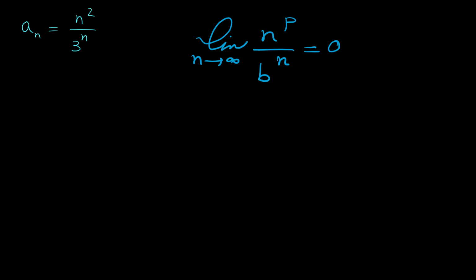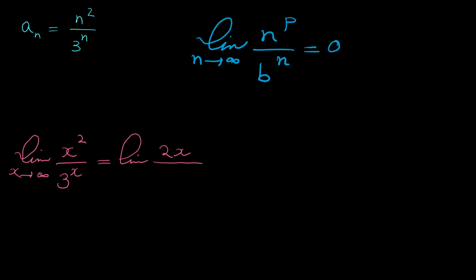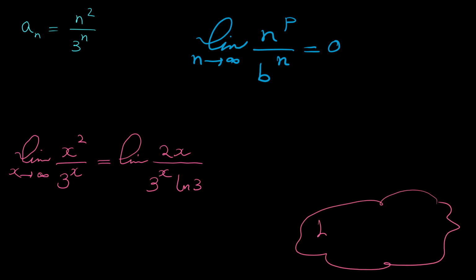But let's prove this with the aid of L'Hopital's rule. First, we write this in the form of x to the 2 over 3 to the x, as x approaches infinity. We take the derivative of the top, 2x. What is the derivative of 3 to the x? It is 3 to the x, like e to the x. The derivative of e to the x is e to the x. The derivative of 3 to the x is 3 to the x times ln of 3. Let me remind you of this general rule: the derivative of b to the x, where b is a number, is b to the x times ln of b.